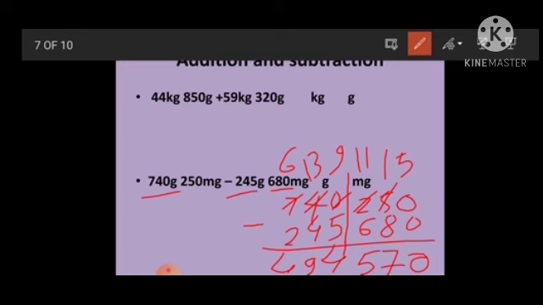494 gram 570 milligram. Okay students. Now next example.